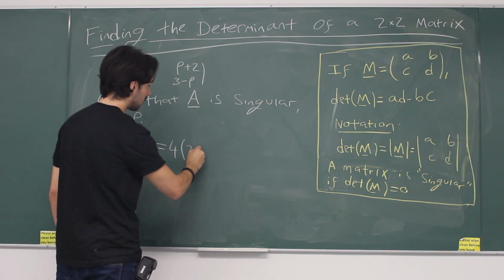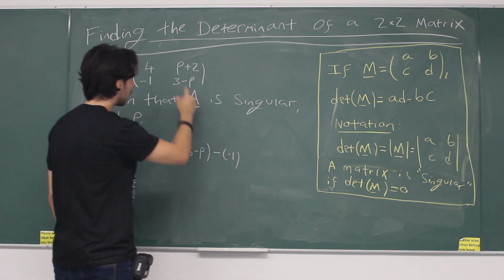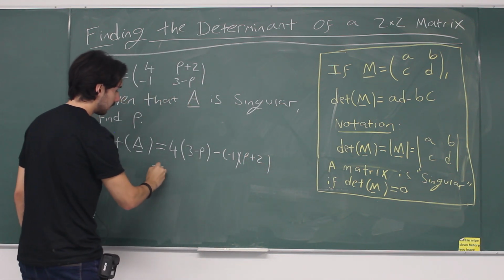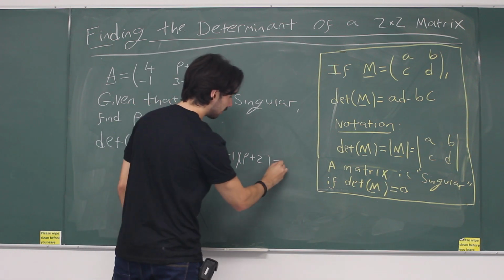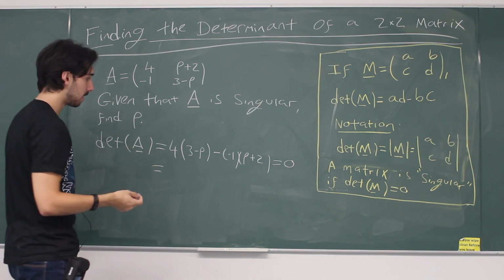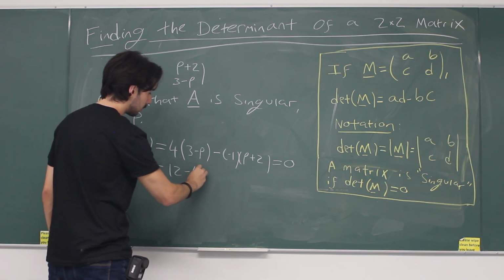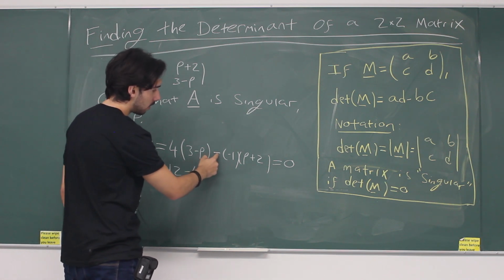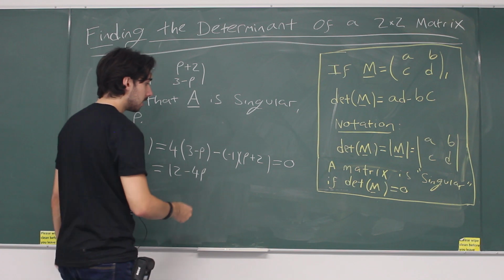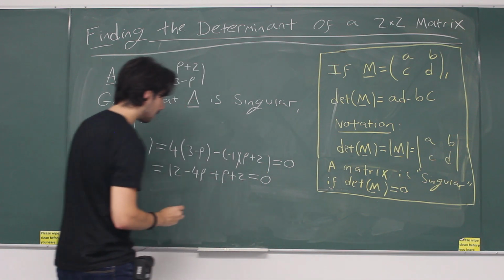This is just using the formula here. Minus negative 1 times p plus 2. Let's simplify this. And by the way, this is equal to 0, I should write, because they say that it's singular. Okay, let's simplify and solve for p. 4 times 3 is 12. 4 times minus p is minus 4p. Minus 1 times minus 1, this is just plus 1, right? So it says plus p plus 2 equals 0.